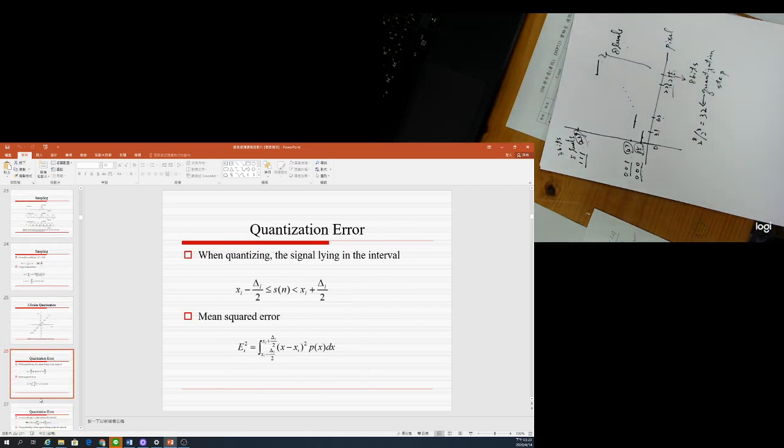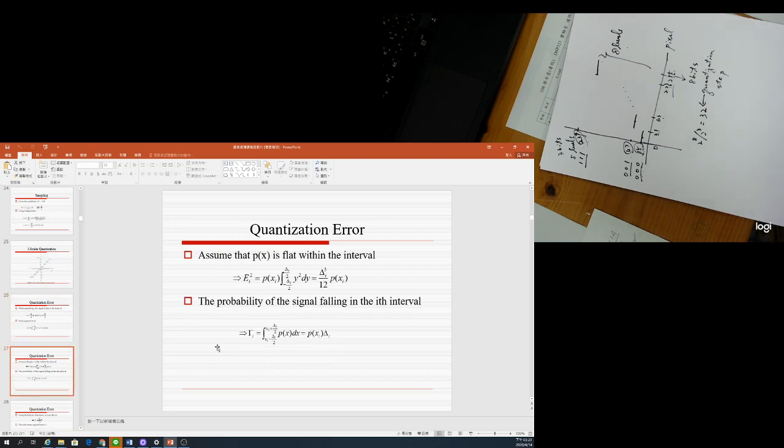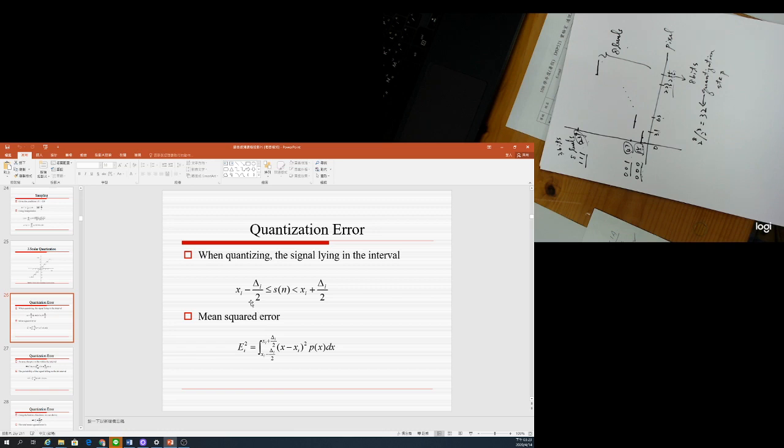So later on, last week, we talked about how we try to define the quantization error, and also we developed the quantization error here. Here they assume the signal is between these two levels, in this area. So you can calculate: the incoming signal is S of n, S i is your quantization level representative, and delta i is more like a step size here.